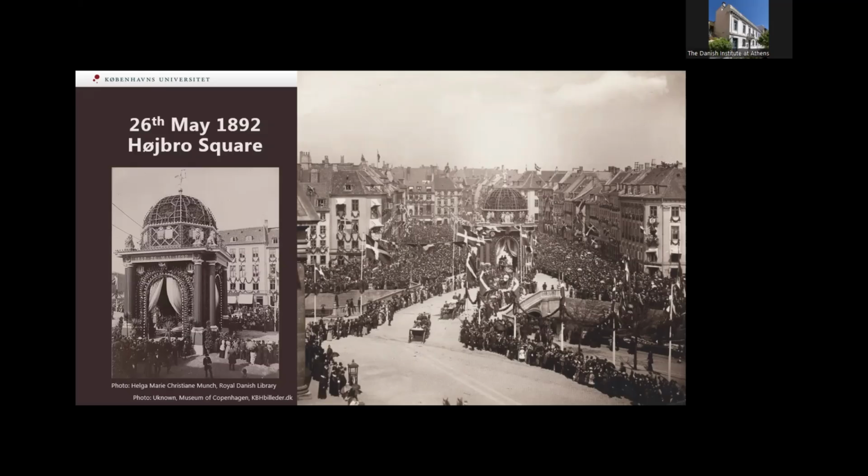And as you can see, this event was quite well attended, and during the days surrounding it, it was also quite well reported. But in historical writing, it's more of a footnote. So regularly you just see the photo, and that's about it.